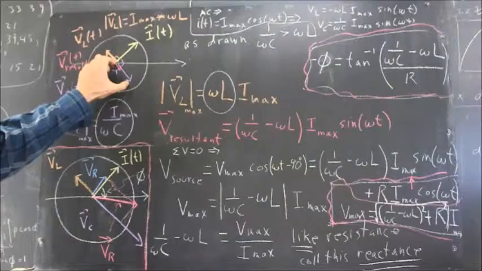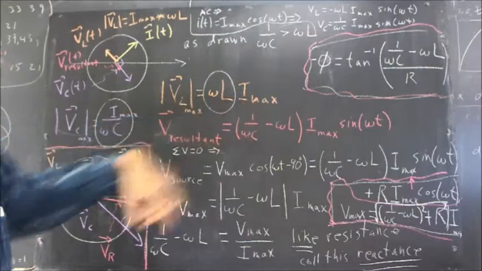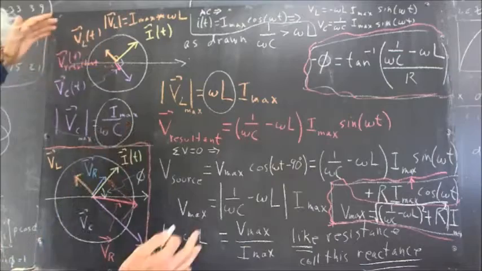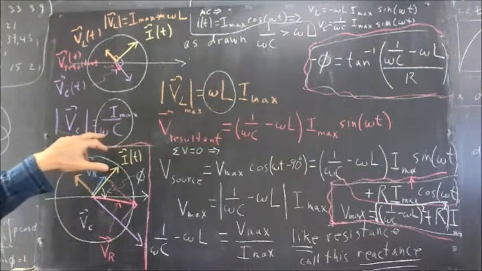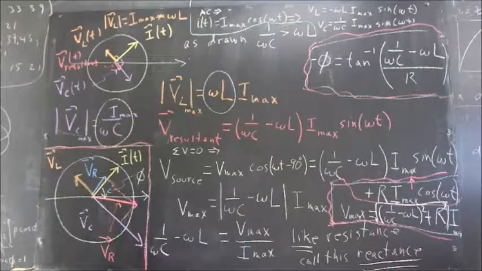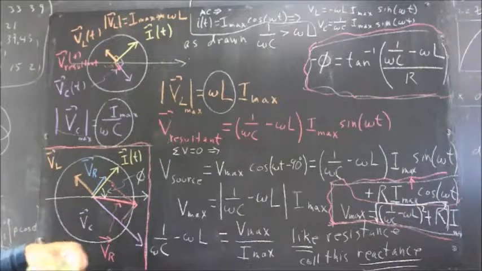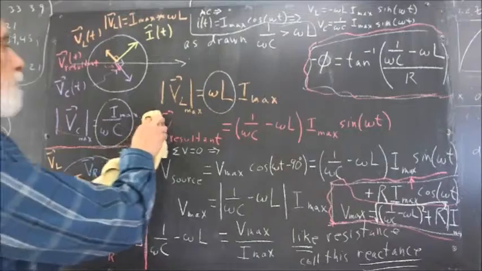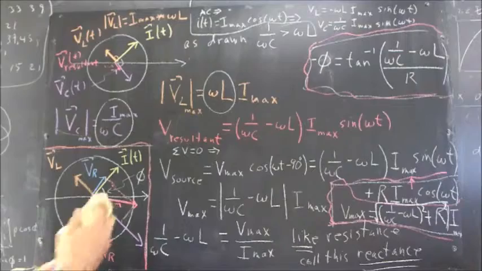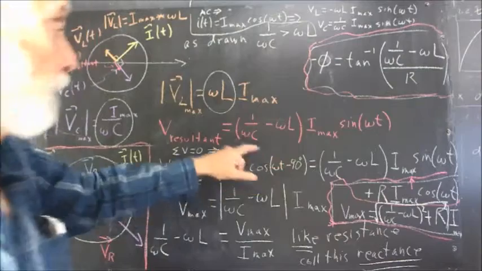This vector having magnitude I max over omega C, this vector having magnitude omega L times I max, and the relative sizes of these vectors depend on the relative values of omega L and 1 over omega C. Okay, well, our resultant, and I used an arrow over the top here, and I shouldn't have, so let me correct that. Okay, so our resultant voltage is just going to be the sum of these two.